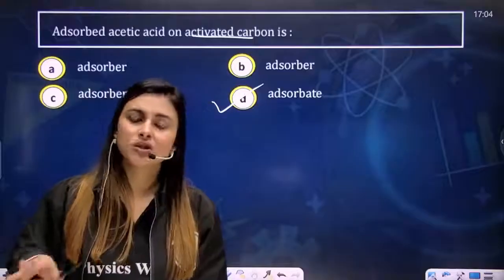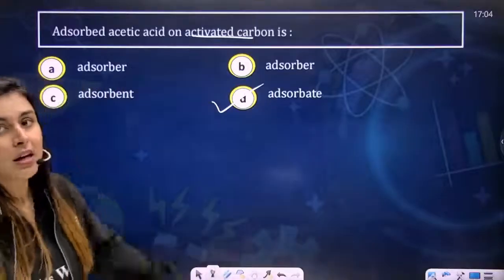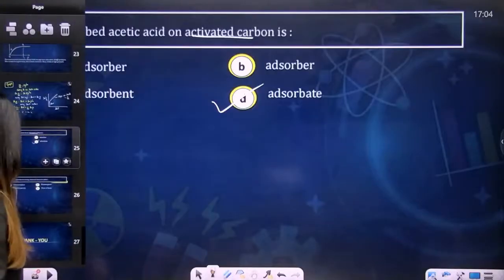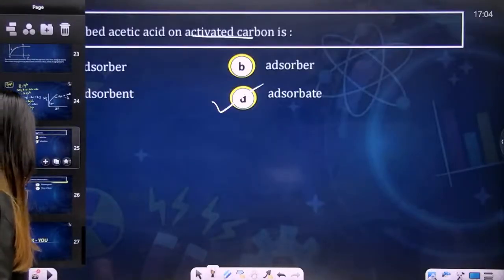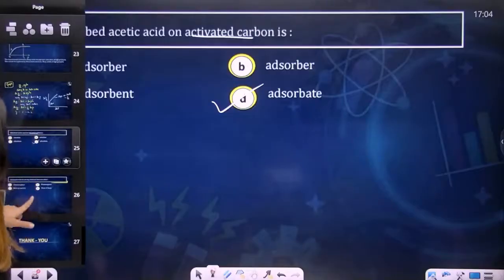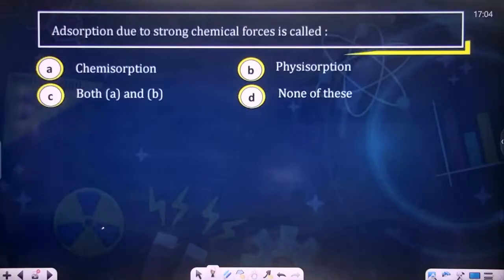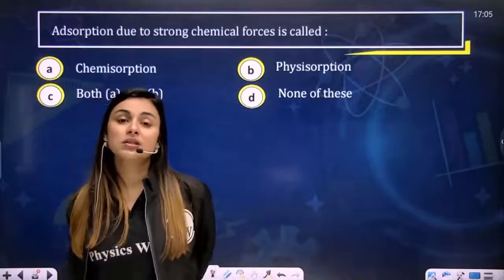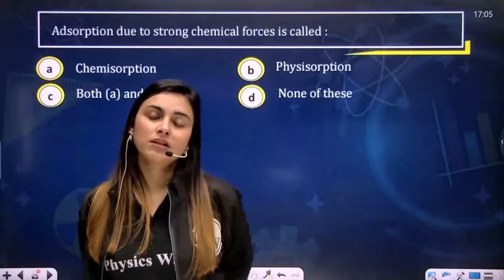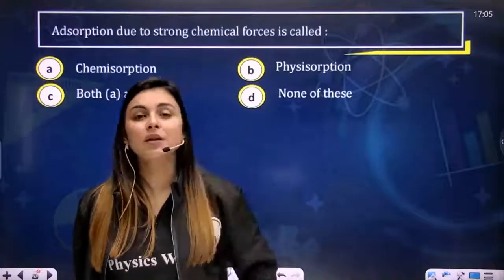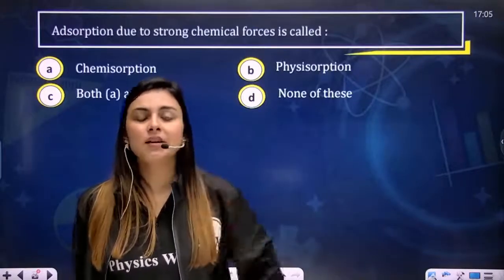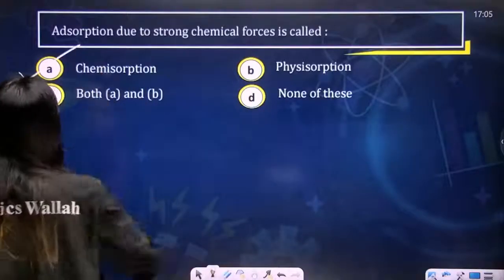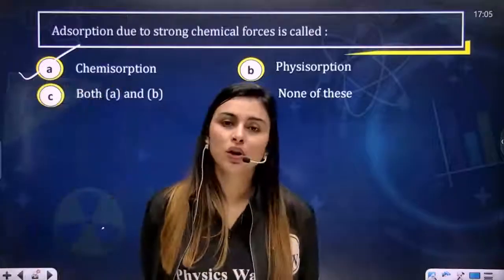A direct question. Generally questions are asked like this. I hope you're clear with this. Please write it down. Let's move forward. Next question. Adsorption due to strong chemical forces is called. The adsorption which is due to strong chemical forces is known as, strong forces are when chemical bonds are formed, and when chemical bonds are formed, it is chemisorption. So option A will be your correct answer.